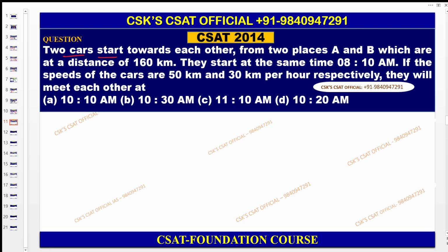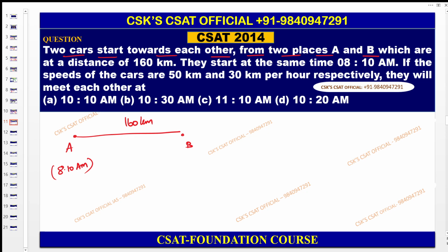Two cars start towards each other. This model also we have done in your foundation models. From two places A and B, which are at a distance of 160 kilometers, they start at the same time. Even different times we have done in those models. Here the question is same time. Don't worry, if it is a different time, convert it to the same time, then calculate the respective distance.